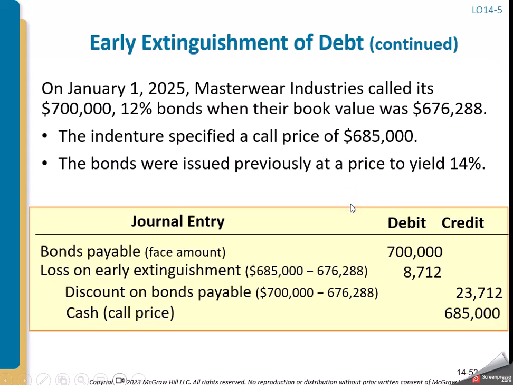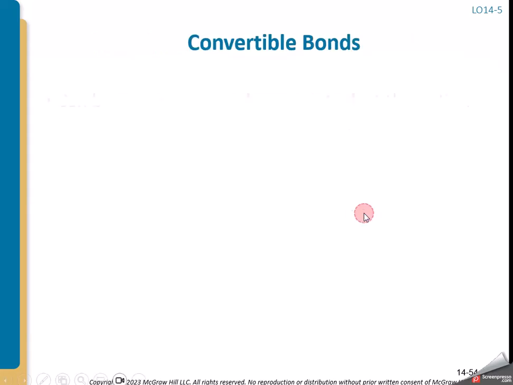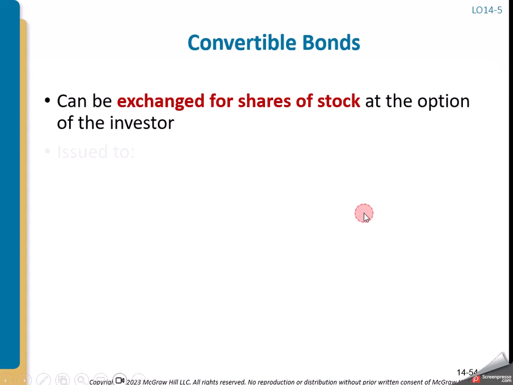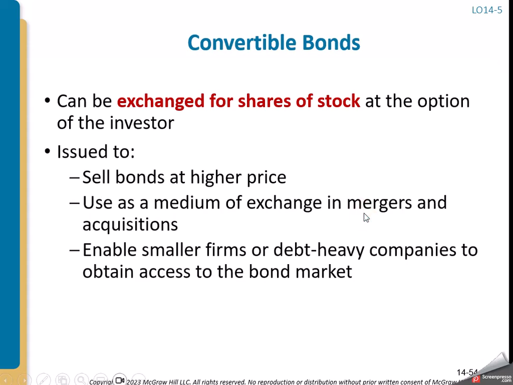So the investors get a little bit more money, but then the company has a little bit of a loss. Again, the call price less the book value. And then we're going to take those bonds off of the book. So whatever was left in the discount would come off against our bonds payable. And the reason the company would do it is if interest rates were going down and they could reissue them at a lower rate or maybe get a loan at a lower rate.